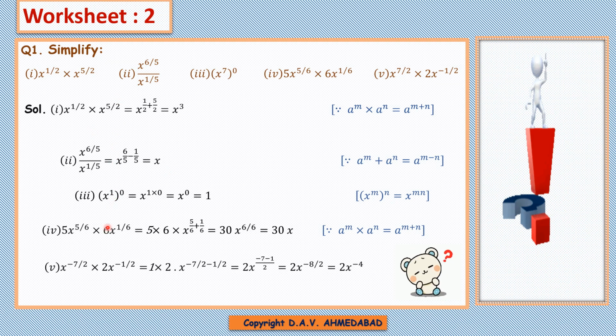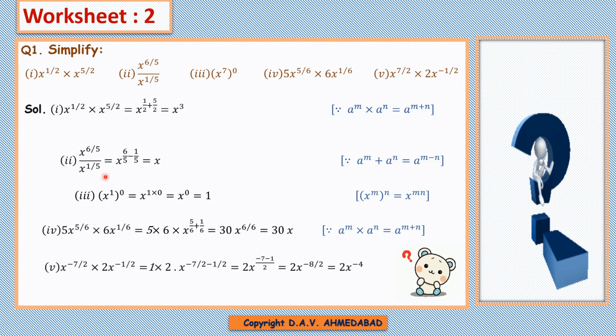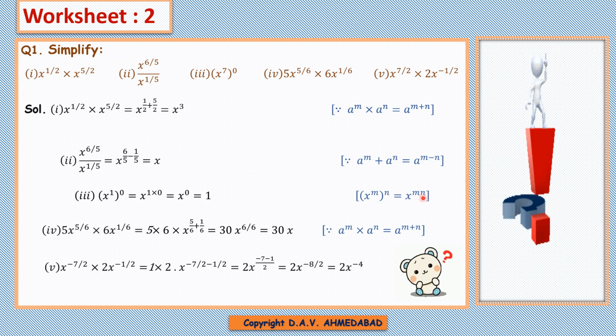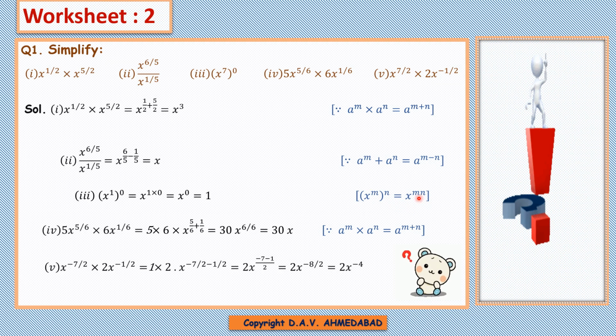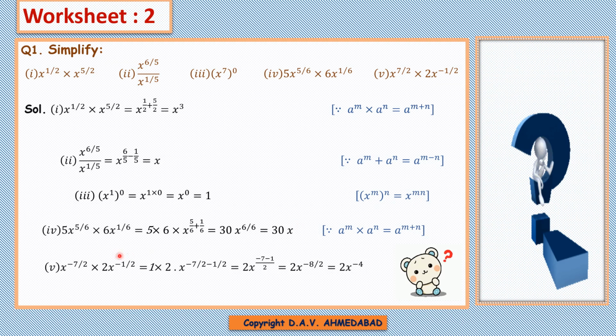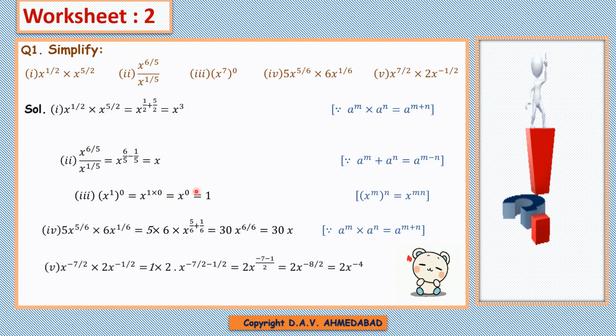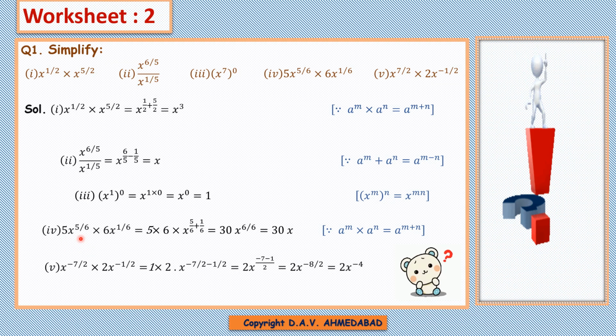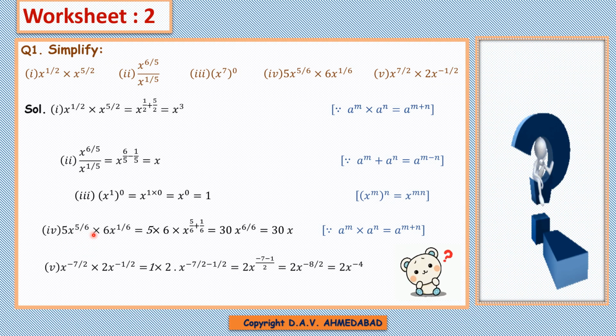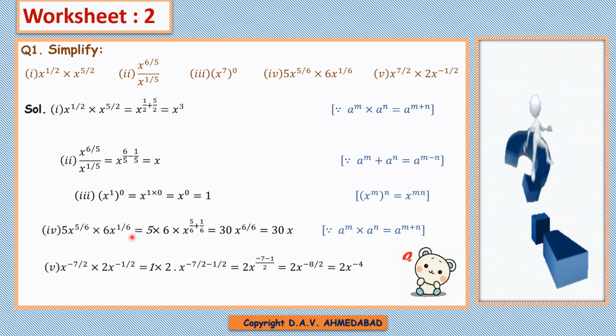Third part is x raised to the power 1 whole raised to the power 0. So children, which law? Yes, x raised to the power m whole raised to the power n equals x raised to the power m into n. And 1 into 0 is 0. And any number raised to the power 0 is 1. Isn't it so simple?